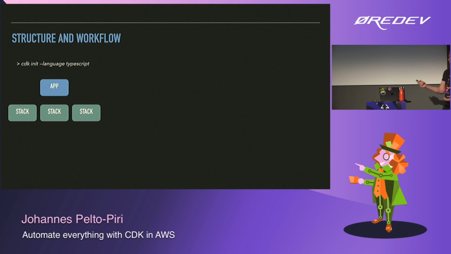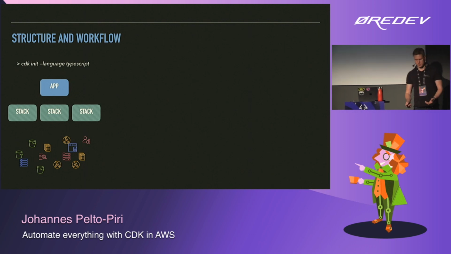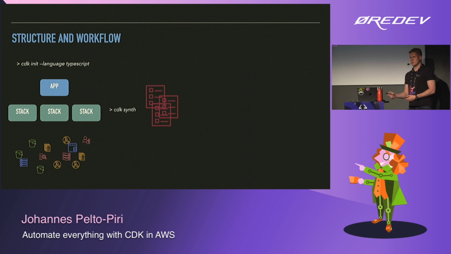And in these stacks, you will then have your Lambda functions, your buckets, your pipelines, etc. And then, when you're happy, you will type CDK synth. And this actually creates one stack per environment. And this is a bit of a paradigm shift, because before, you had this one big template that you used in all different places.